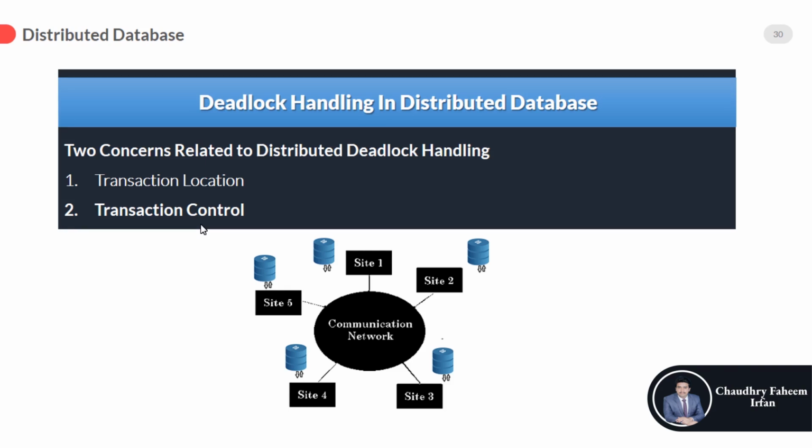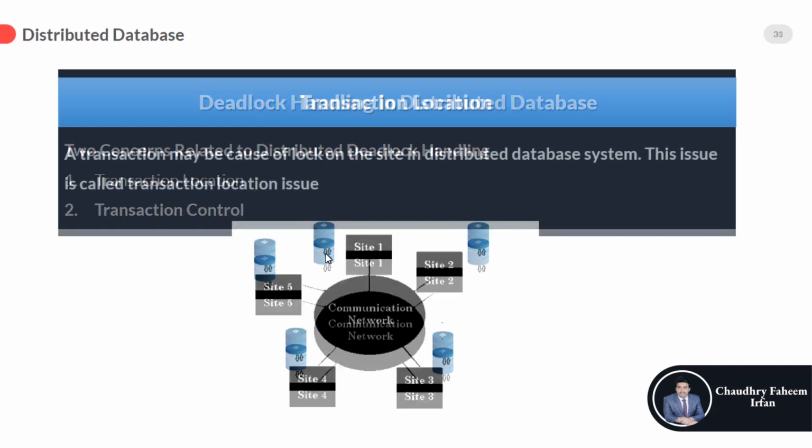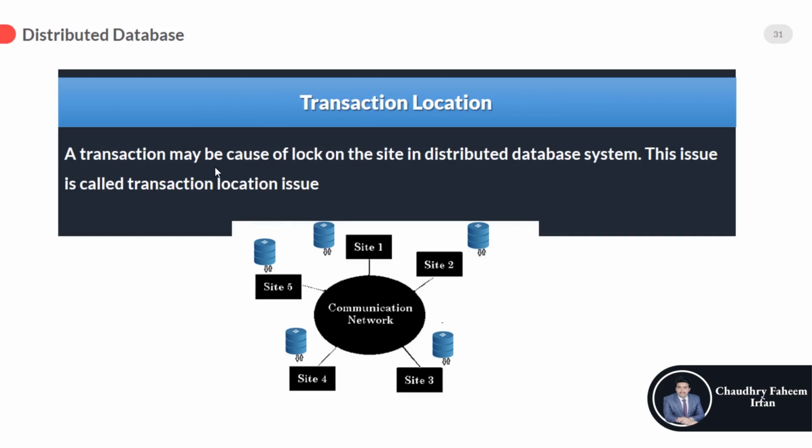The two main deadlock handling concerns in a distributed database system that are not present in a centralized system are transaction location and transaction control. Because in distributed database, our databases are at different places that are logically related to one another. So first one is transaction location. A transaction may be the cause of a lock on the site in a distributed database system. This issue is called the transaction location issue.